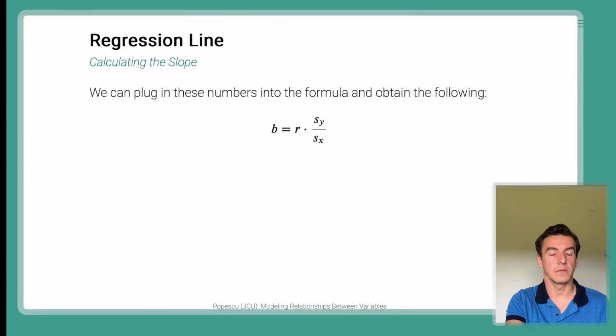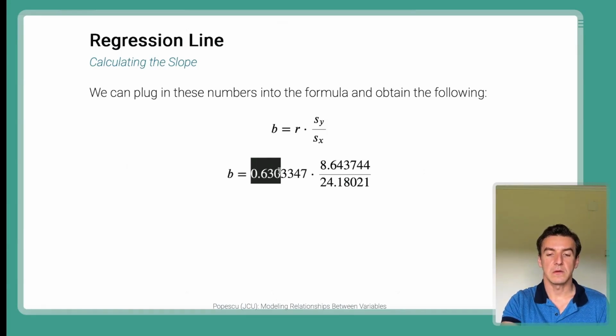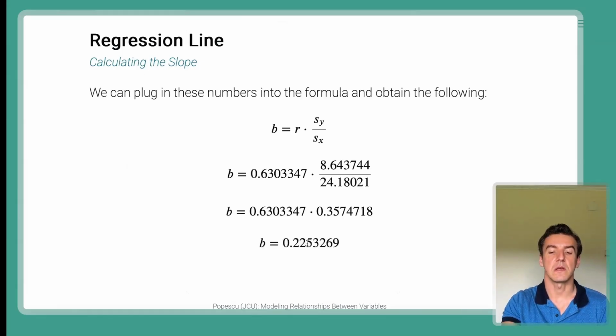B, the formula tells us that b is equal to r, which is the correlation coefficient, multiplied by a fraction between the standard deviation for Y and the standard deviation for X. So if we plug in what we just calculated, we get 0.63. This was the correlation between X and Y. And then we have the standard deviation for Y and the standard deviation for X. This is going to give us this number, 0.22.